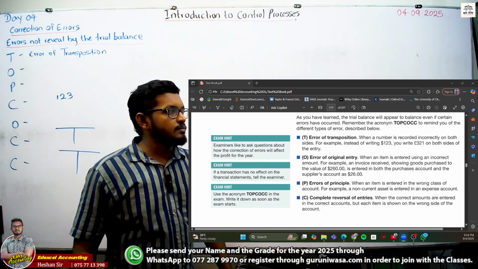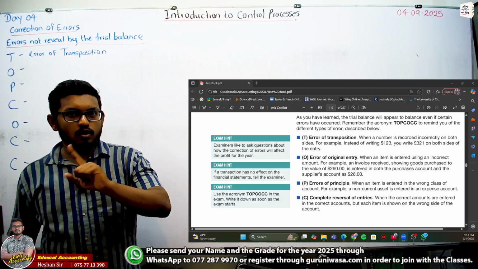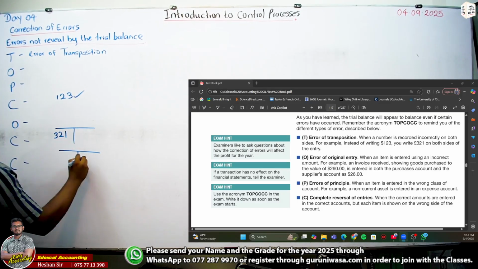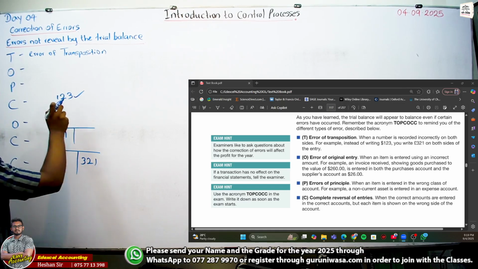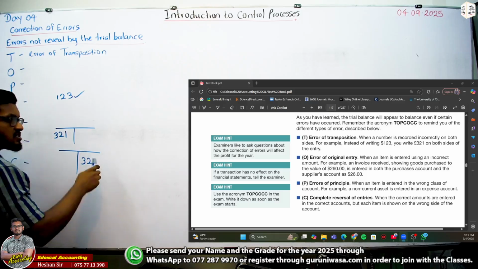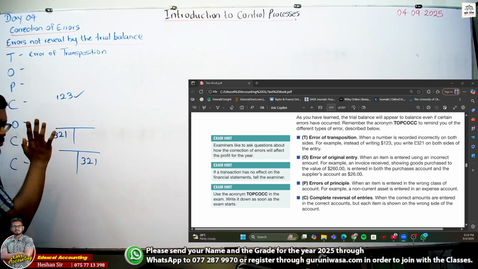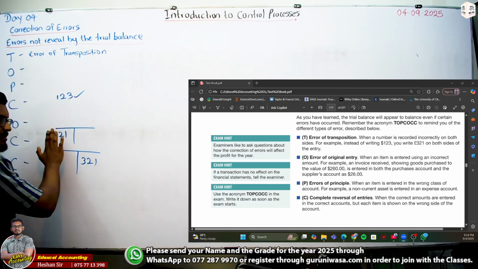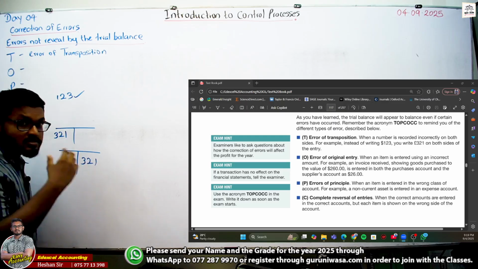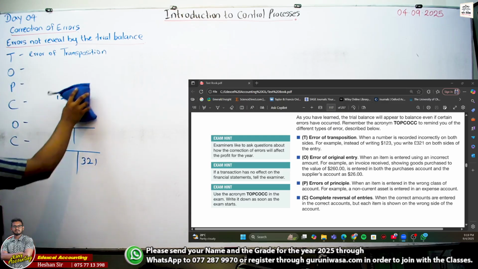So transposition means like the other side. 1 2 3 is the actual one, but we wrote 3 2 1 debit, 3 2 1 credit. We wrote a higher value than the actual value. Once we prepare the trial balance, there is a debit and credit. To balance the trial balance, there should be one debit entry, one credit entry. The trial balance is balancing, but the accounting process is incorrect. Why? We recorded a wrong value. So that is the term called transposition.